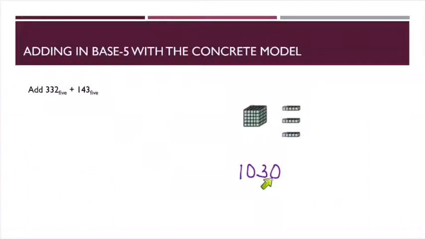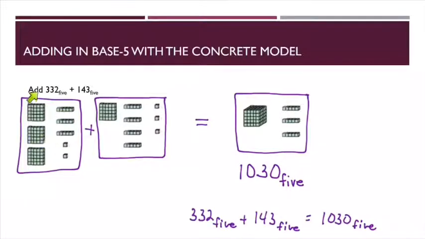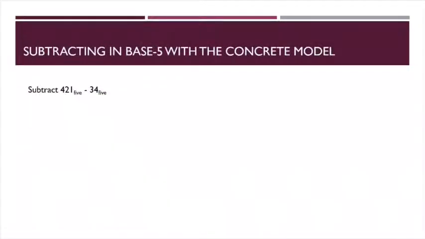See, you absolutely must be able to depend on the fact that the rightmost digit is the units, and then everything else falls into place. Units, longs, flats, blocks, and make sure and label it base 5. And so now we can see that 332 base 5 plus 143 base 5, when we get everything combined, ends up being 1030 base 5. Now let's try a subtraction problem. So here we have 421 base 5 minus 34 base 5.